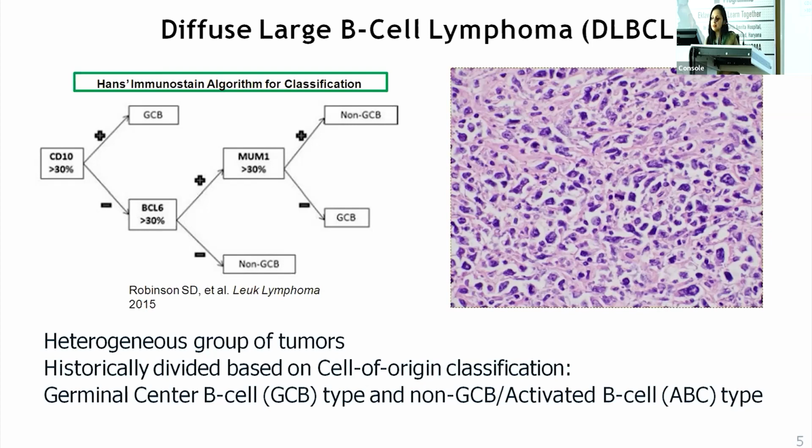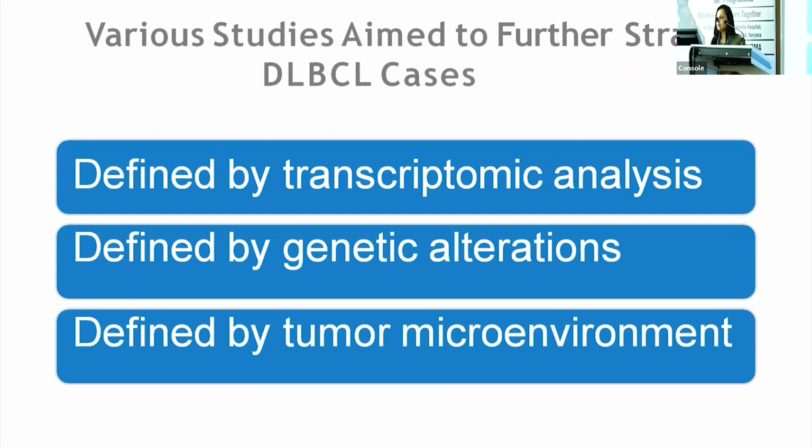This is a heterogeneous group of tumors, and historically this has been divided based on the cell of origin, as I told earlier, into the germinal center B cell type and the activated B cell type. So how did this classification come? Just going to the roots, these are basically transcriptomic based classifications, and what you see on IHC is basically a surrogate.